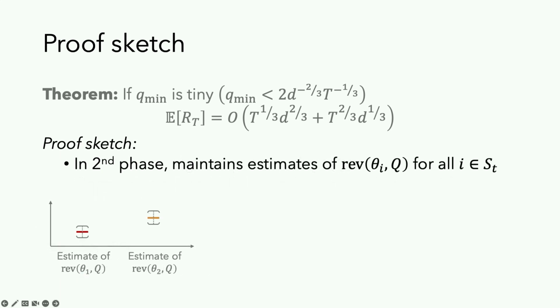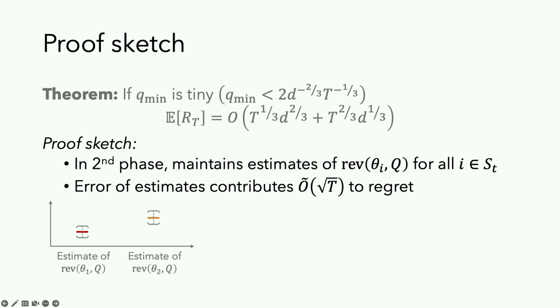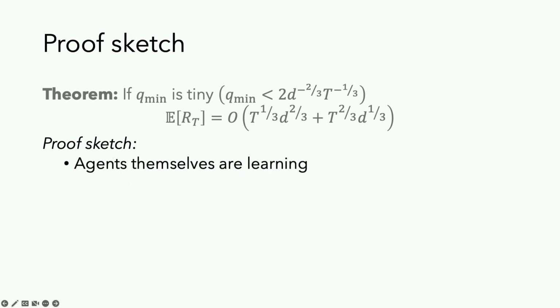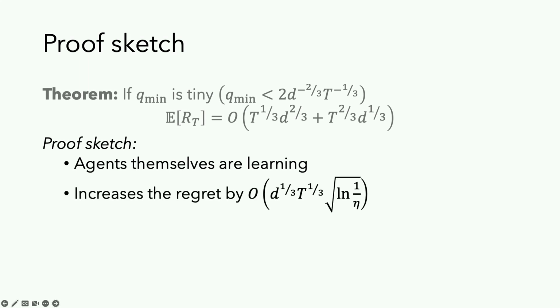Now, there's also this factor in the second phase that the algorithm is maintaining these estimates of the revenues of the different active types, for every active type. And obviously, these estimates are going to have some error. And the error of these estimates contributes about square root t to our overall regret, which is dominated by the terms I have on the top. And the final element of where these regret terms are coming from is that the agents themselves are learning. And this increases the regret by about d to the 1/3, d to the 1/3, t to the 1/3, which is again dominated by these other terms.